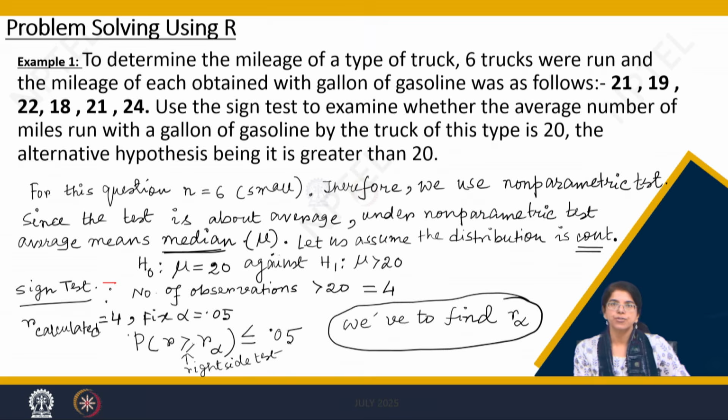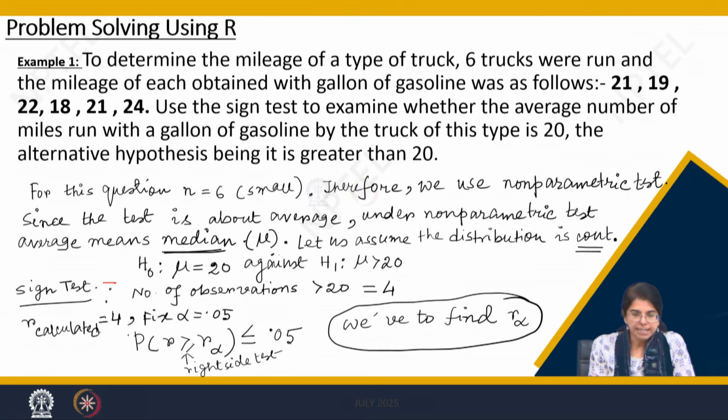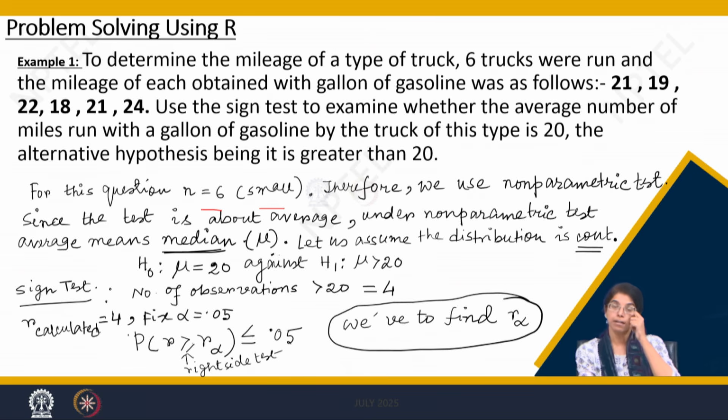Use the sign test to examine whether the average number of miles run with a gallon of gasoline by a truck of this type is 20, and the alternative hypothesis is greater than 20. So, very clear. In this question, we can see n is equal to 6, very small. So, we have to think of a non-parametric test, and what will be our null hypothesis? Our null hypothesis is mu equal to 20 against mu greater than 20. What is mu here? Mu is the median.